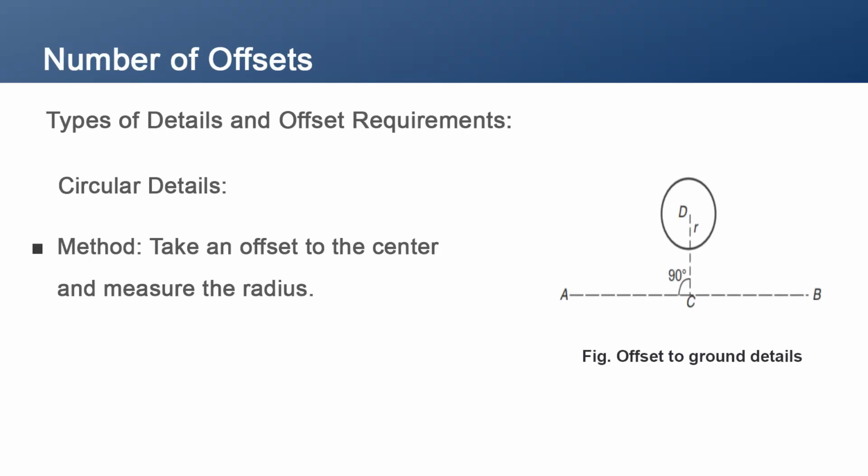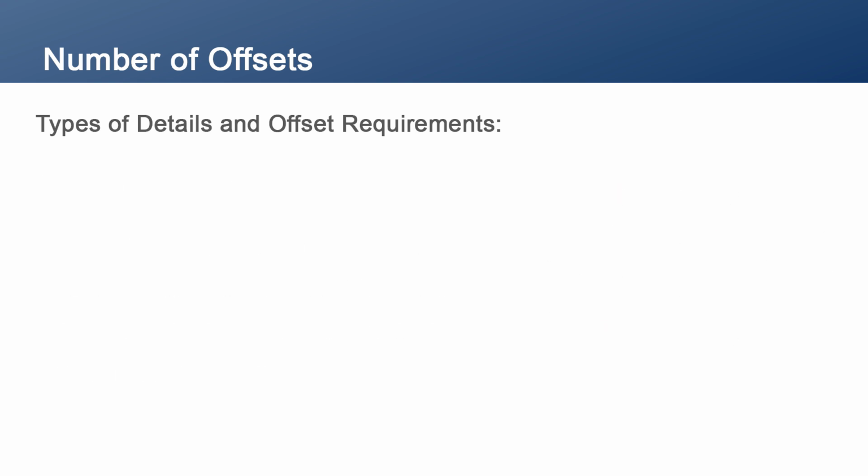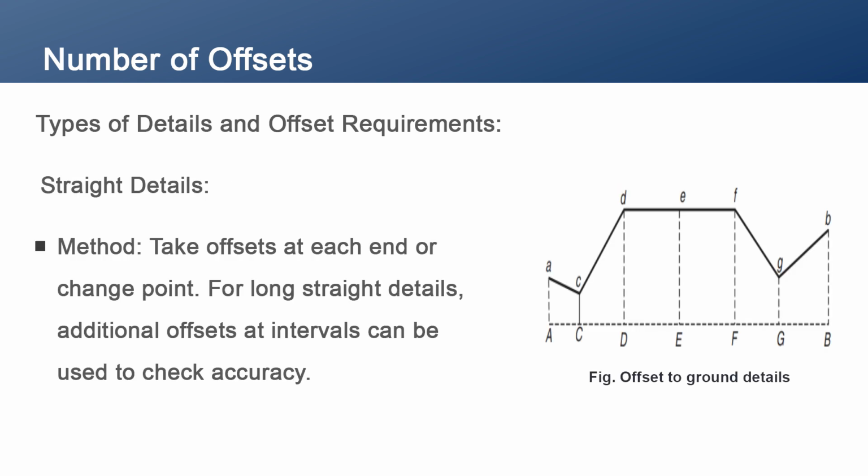If it is for circular details, that is, round objects, take an offset to the center and measure the radius. For hexagonal or orthogonal shapes, take offsets to the ends of the sides nearest to the chain line and measure the lengths. And for straight lines like roads or boundaries, take offsets at each end or change points. For longer straight details, add a few more offsets at intervals to check the accuracy.